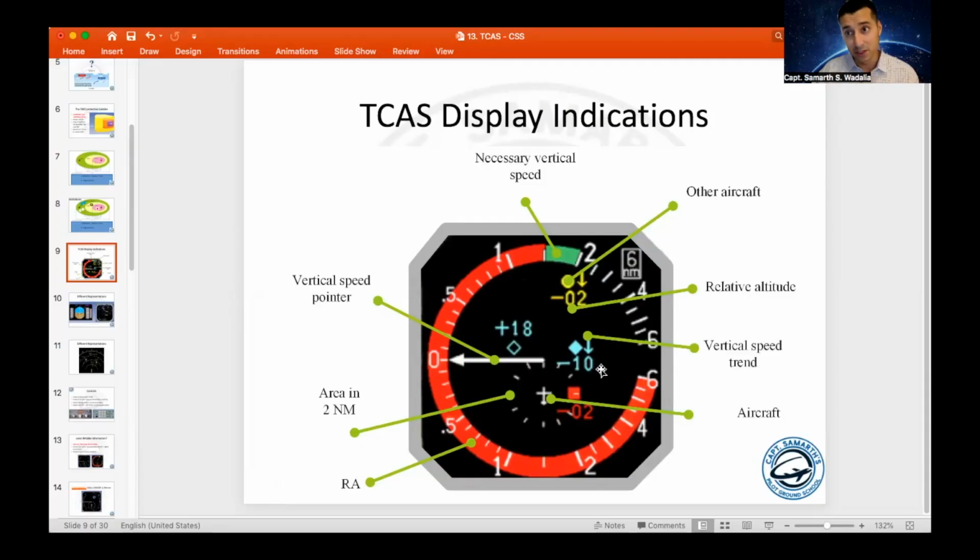Solid diamond, -10. She is roughly 1 o'clock, maybe 2 o'clock your position. We know she is within 6 nautical miles of you because the range of this instrument is 6 nautical miles. And because she is 1,000 feet below you, she is a solid diamond because both the conditions to turn her into a solid diamond are being met. Within 6 nautical miles of you and within 1,200 feet above or below you.